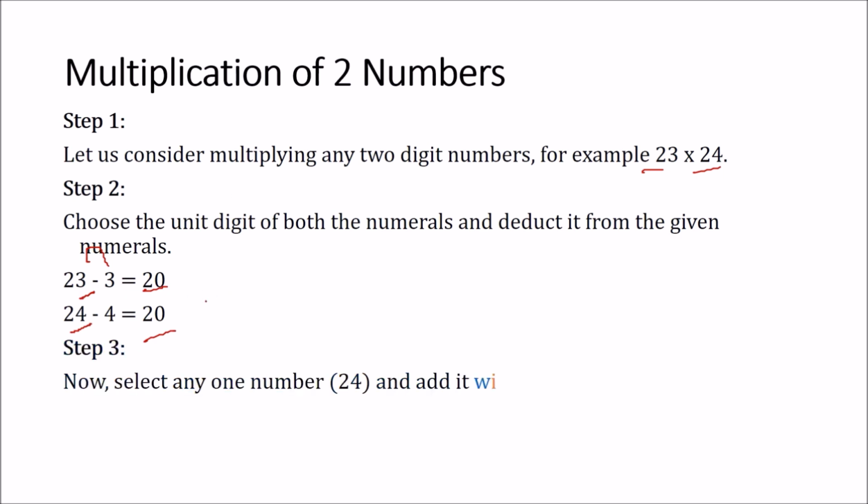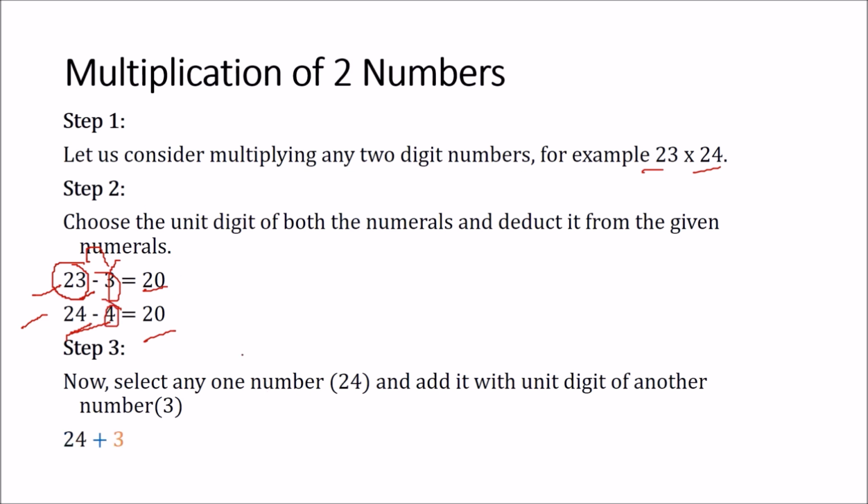Again, after this, you select any number. You can select 23 also. You can select 24 also. It's up to your choice. So if you select 24, then you have to add to it 3. If you select 23, you have to add to it 4, the unit number of the other number, right? What I'm saying is 23 has to be added to 4, the other number's unit digit, or 24 has to be added to 3. So if you choose this 24, you have to choose the unit digit of the first number, that is 3. So you add them, that will be 27.